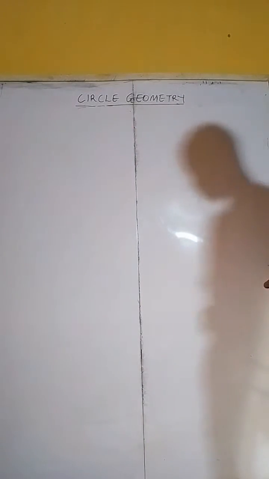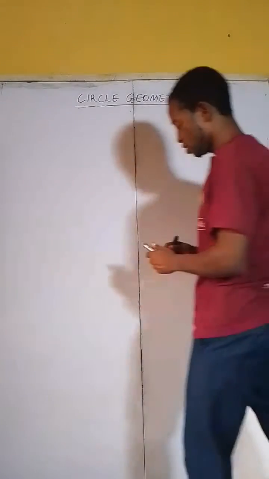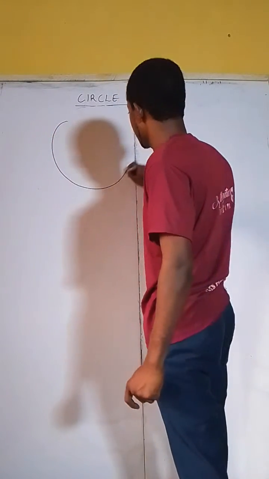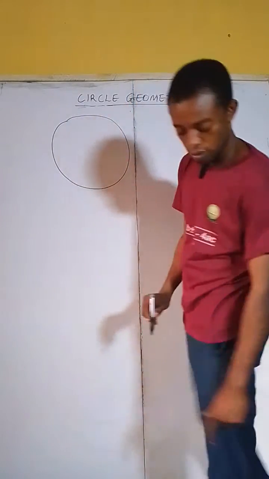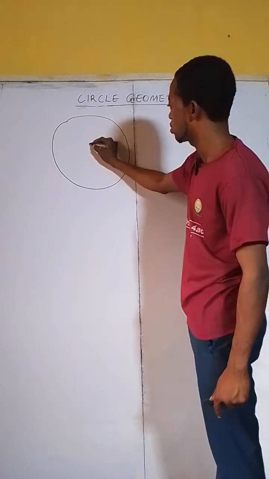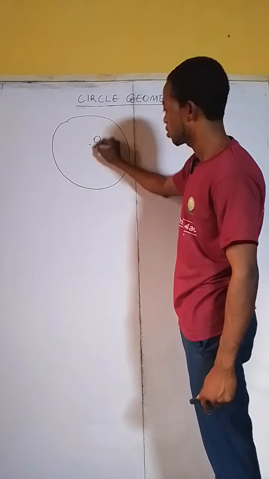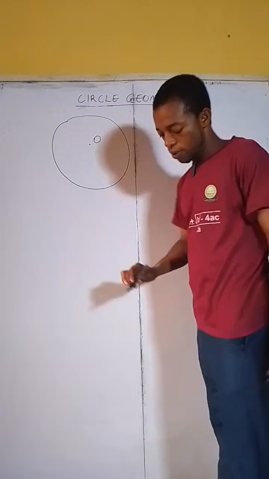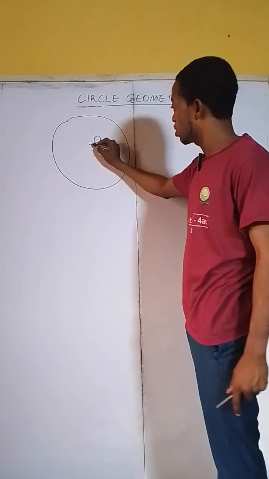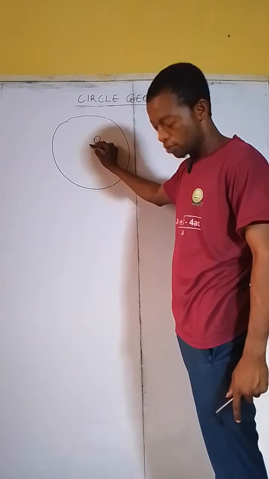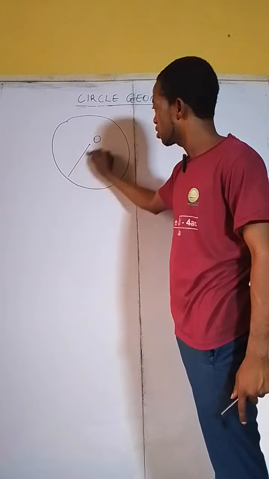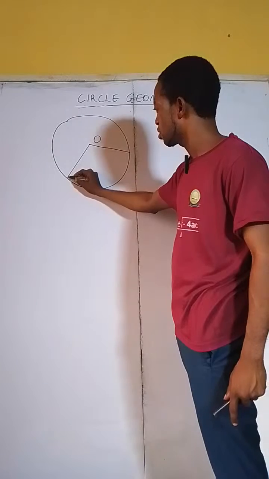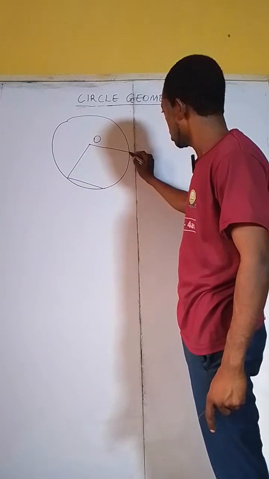So let's look at this. We are given this diagram. We have a circle with center O. Then we have a radius this way, and another one this way. We have this, we have this.